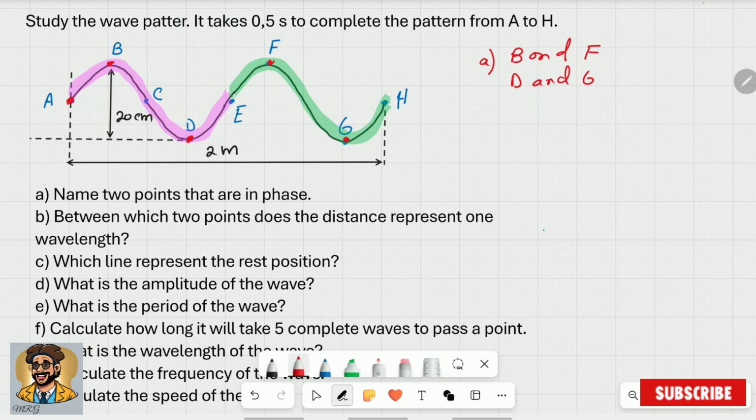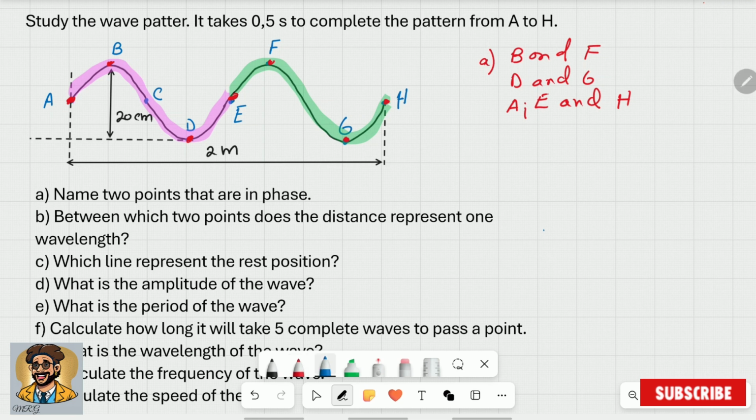Are there more? Yes. A, E, and H. Those three are in phase. Alright? So I'm going to write A, E, and H. Those 3 points are in phase. Why are they in phase? They have the same motion at the same time. Is that clear? Amazing.